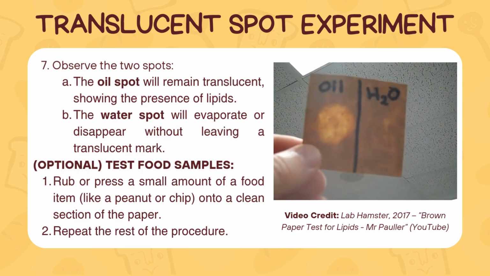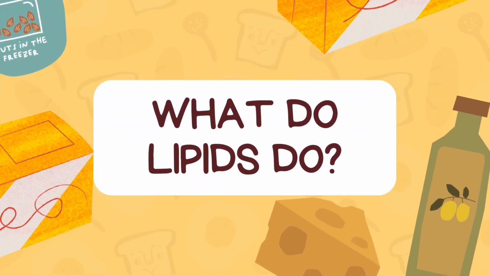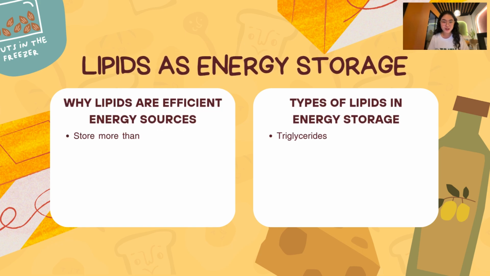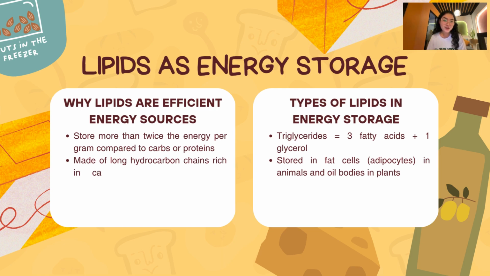And with that, let's begin exploring what lipids really do in the body, why they matter, and how they keep us alive and functioning. First, let's talk about lipids as an energy source. Lipids, especially triglycerides, are our body's most efficient form of stored energy. They pack more than twice the energy per gram compared to carbohydrates and proteins, thanks to their long hydrocarbon chains, which release lots of energy when oxidized.